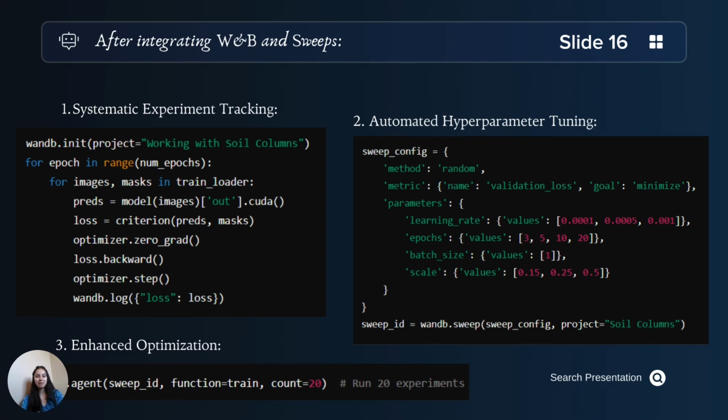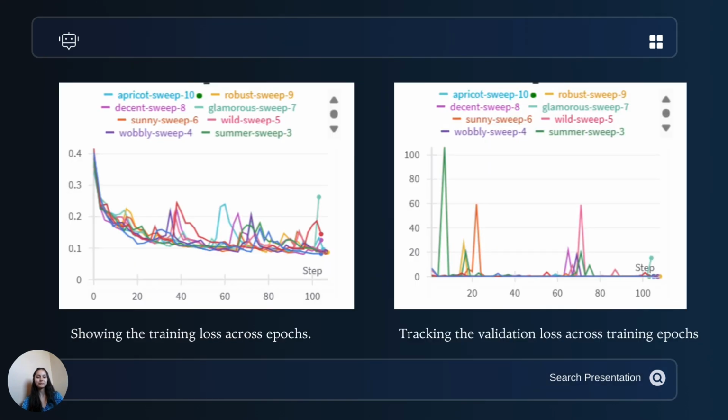With Weights and Biases, we automated the hyperparameter tuning using sweep configurations, varying learning rates, epochs, batch sizes, and scales to minimize the validation loss. This allowed us to track and compare model performance across the different runs in real time, leading to higher accuracy, better generalization, and consistent outcomes, all while saving significant time.